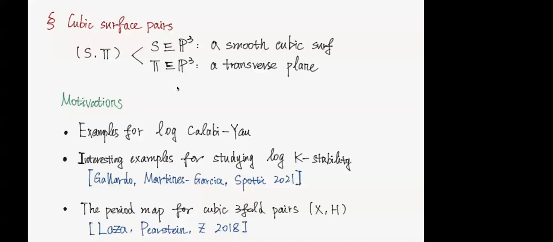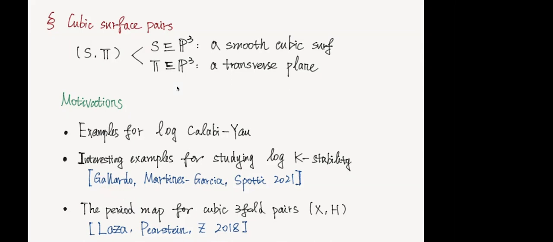As I said, the basic object of study for us is these cubic surface pairs, where S is a smooth cubic surface and pi is a transverse plane. So S and pi meet along a smooth elliptic curve. There are some motivations for studying them. For example, S intersect pi gives a log Calabi-Yau, and some people have studied this log Calabi-Yau from the perspective of mirror symmetry. This is also an interesting example for studying log K-stability.